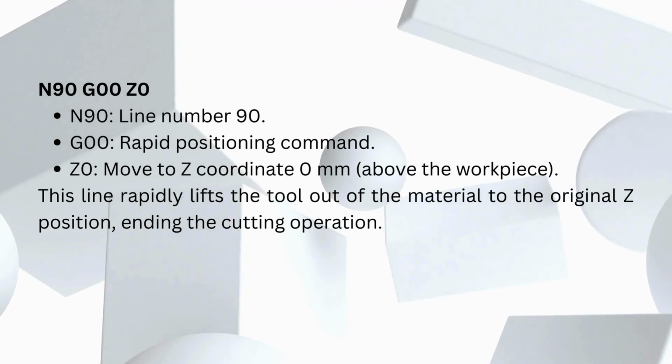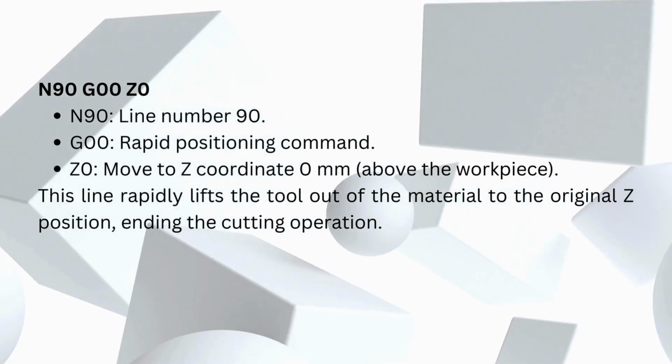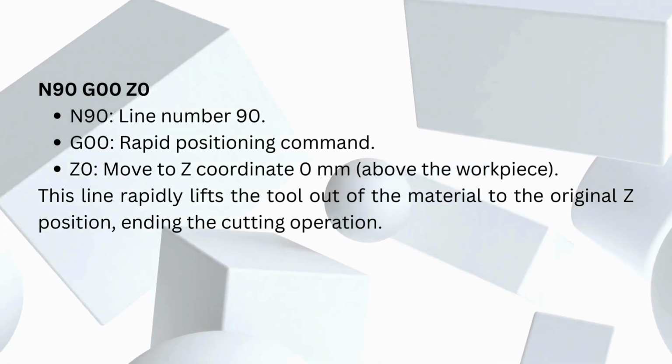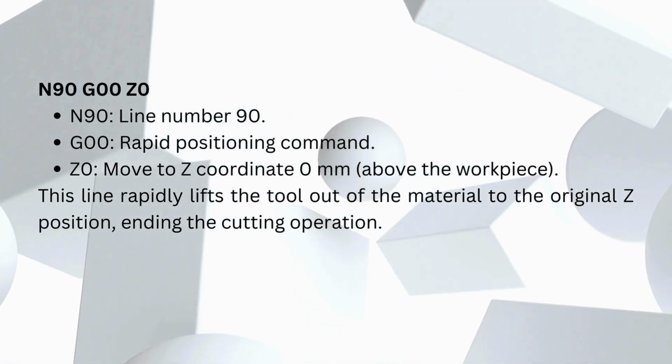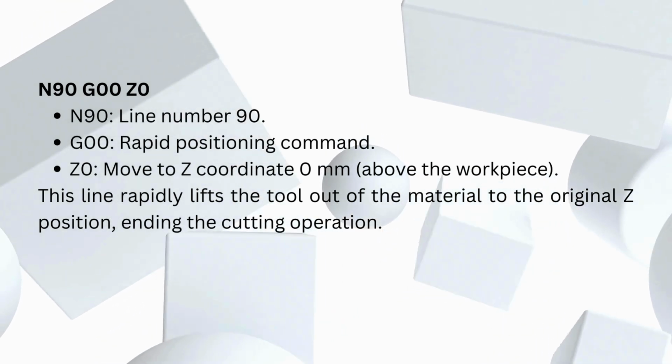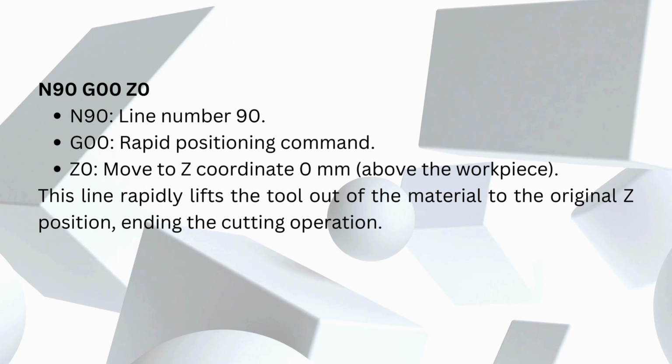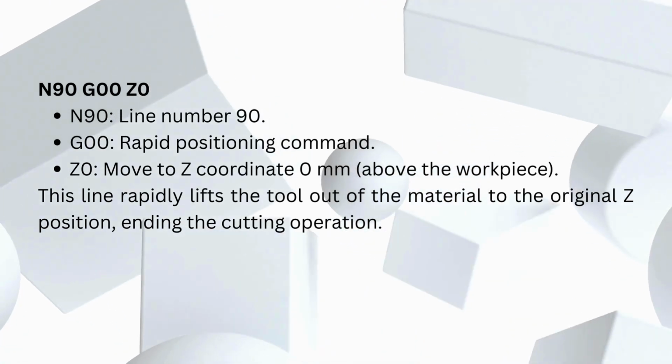N90, G00, Z0. N90, line number 90. G00, rapid positioning command. Z0, move to Z coordinate 0 mm above the workpiece. This line rapidly lifts the tool out of the material to the original Z position, ending the cutting operation.